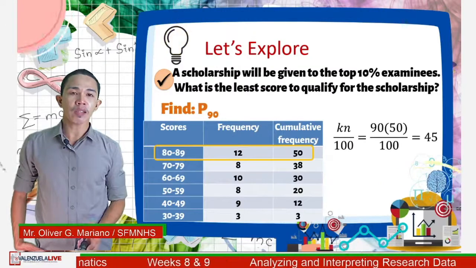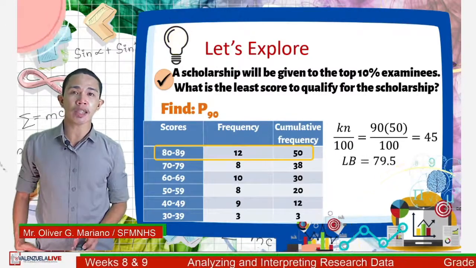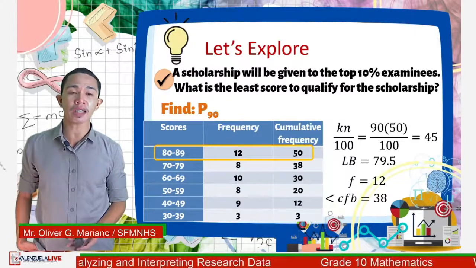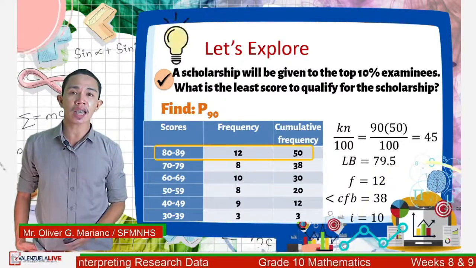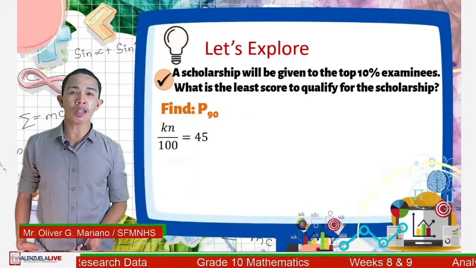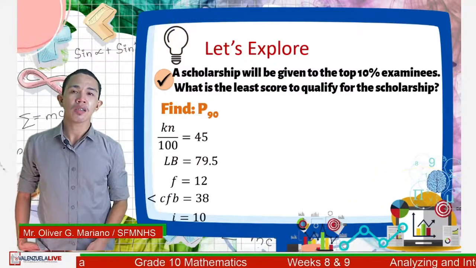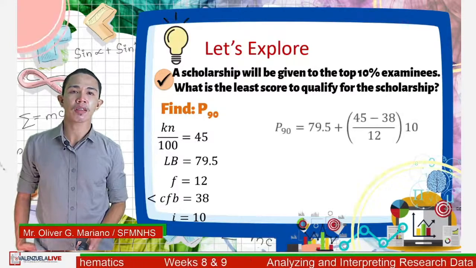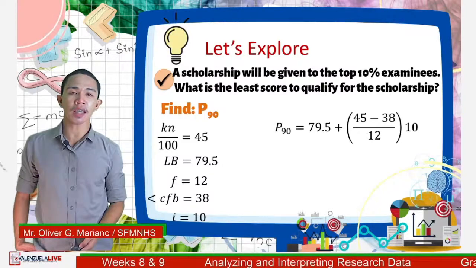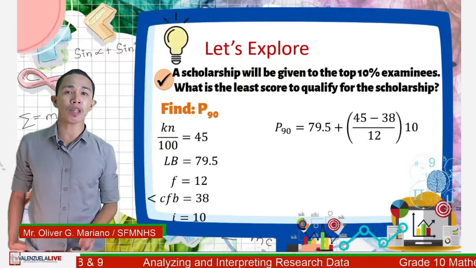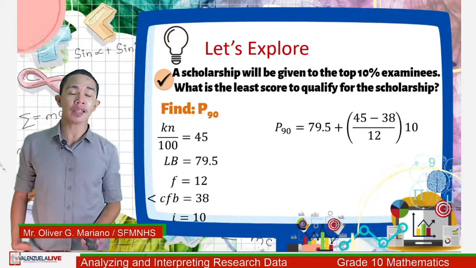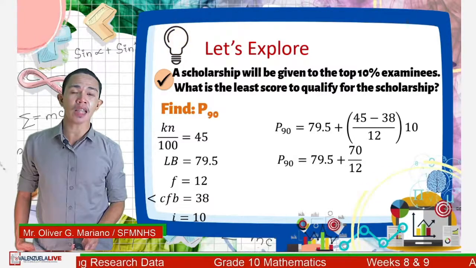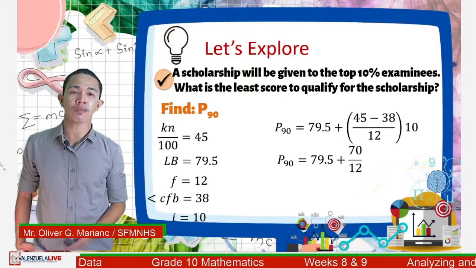From this, we can also identify that the lower boundary is 79.5, frequency is 12, the less than cumulative frequency before this class is 38, and the class size is 10. Using all this information, we can now find the value of the 90th percentile. So the 90th percentile is 79.5 plus quantity 45 minus 38 all over 12 times 10. 45 minus 38 is 7 times 10, that is 70. So we have 70 over 12.